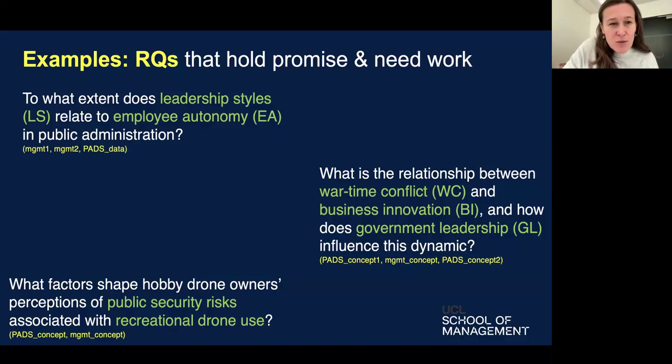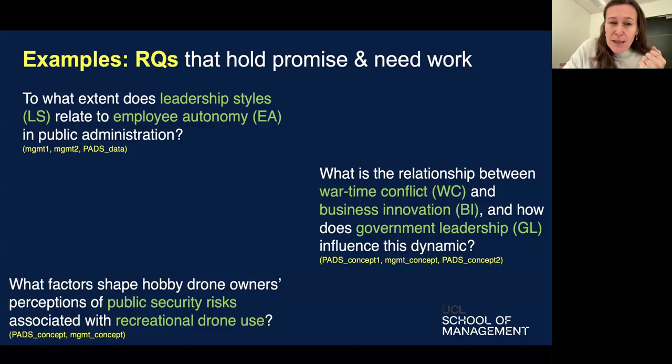Let's look at the first question. To what extent do leadership styles relate to employee autonomy in public administration? I highlighted in green the key concepts in this research question. Specifically, the first one, leadership style, is management concept one. Employee autonomy is management concept two. And in public administration, it's assumed that the data will come from public administration firms, possibly observed in Orbis.